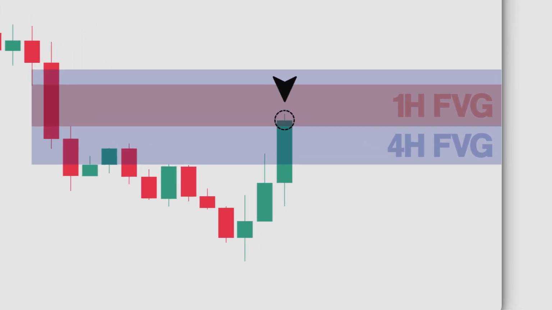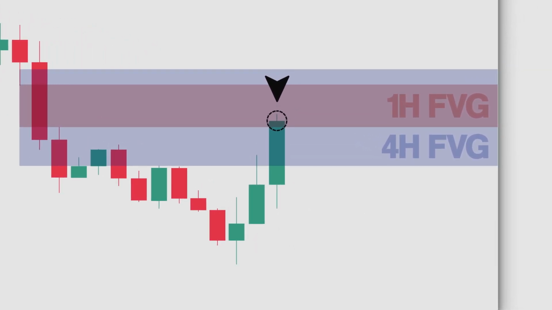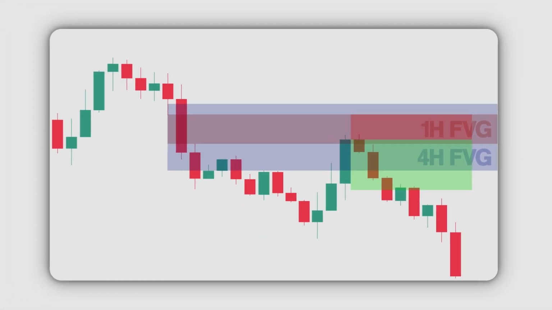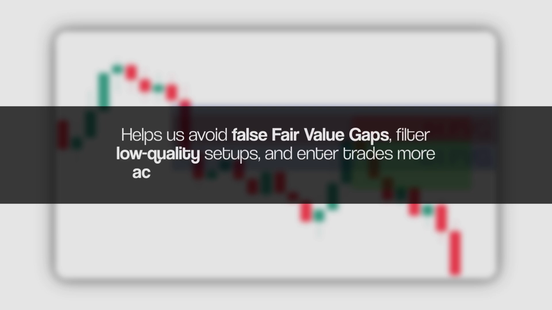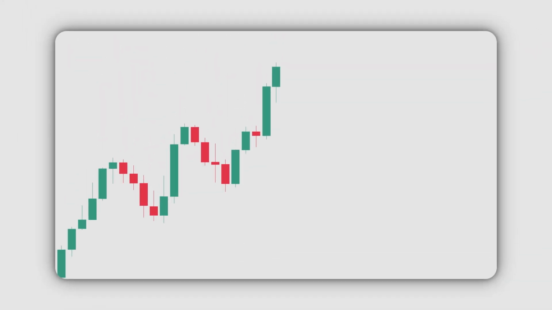Once price performs a retracement into the 1-hour fair value gap, we open a short position. The stop loss is placed at the upper boundary of the fair value gap, and the take profit is set at twice the stop loss distance. This multi-time frame approach helps us avoid false fair value gaps, filter low-quality setups, and enter trades more accurately with better risk to reward. Now let's move on to the second strategy.